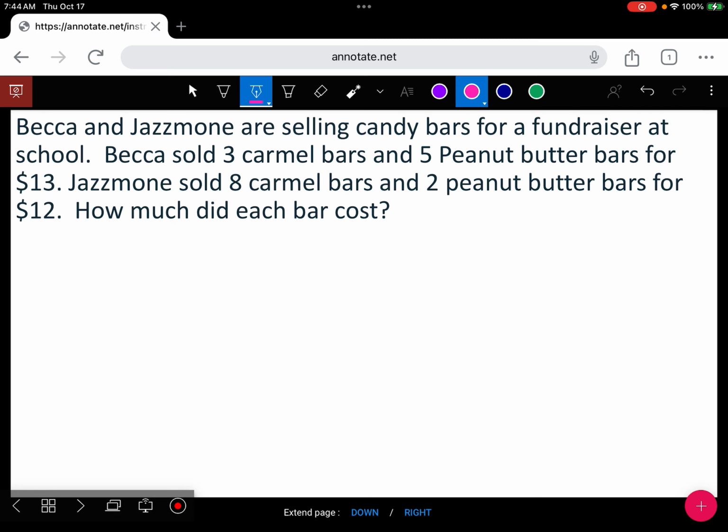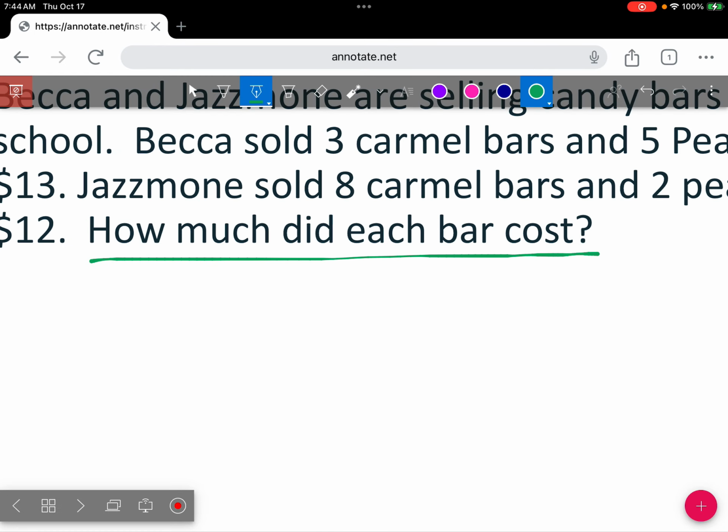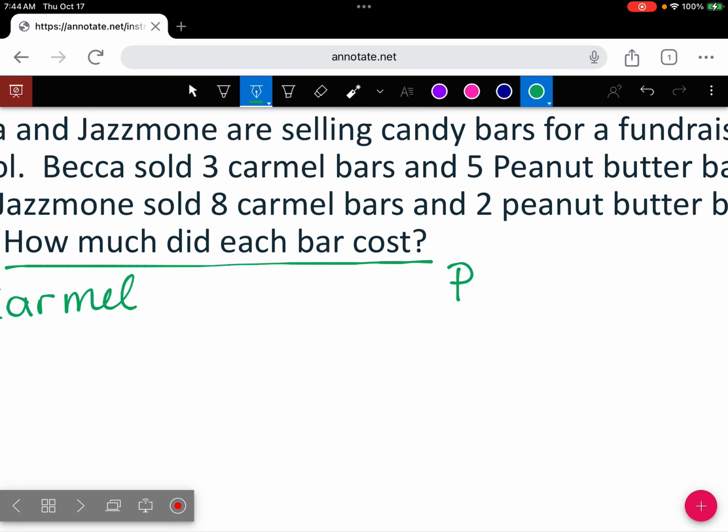So what are the things we don't know? What are our variables going to be? How much for each bar, right? So we have 2 different kinds of bars. We've got our caramel bars and we've got our peanut butter.